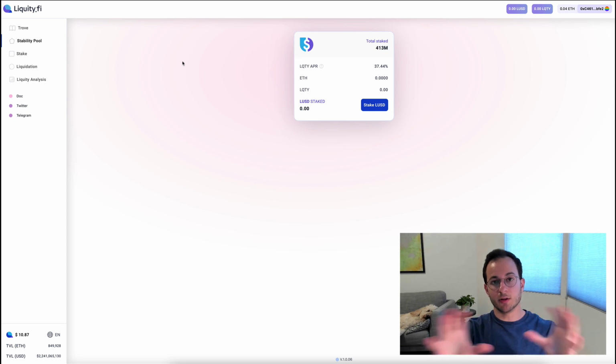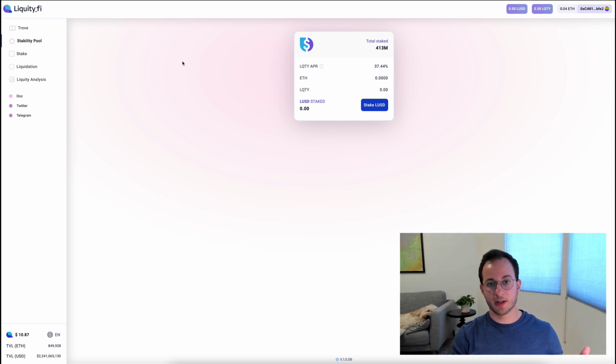And basically, the goal of this pool is to monitor the loans, and as soon as loans are under collateralized, this LUSD is used to liquidate those loans. What's worth noting is that this APR doesn't include the ETH earned from liquidations, so that's not calculated in the APR.